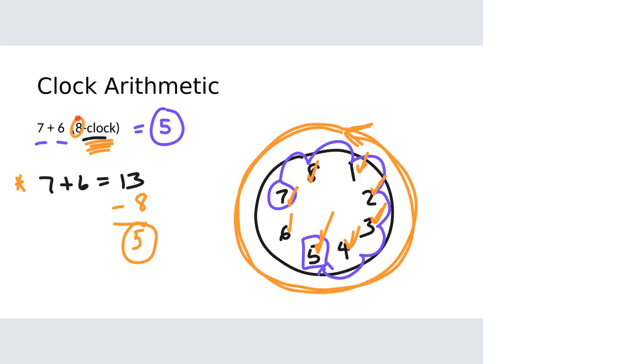Let me know if that doesn't make sense. Any of these approaches are completely fine. You can do this by just drawing a picture, start at 7 and count forward 6. You could do it by adding these up to 13. Count all the way around till you get to 13. Or you could do 7 plus 6 and then subtract 8 to make sure you get a number that's allowed. Because we know on an 8 clock, our answer has to be 1, 2, 3, 4, 5, 6, 7, or 8. Can't be anything else. So 13 is no good here, but we can do a revolution backwards and land at 5.